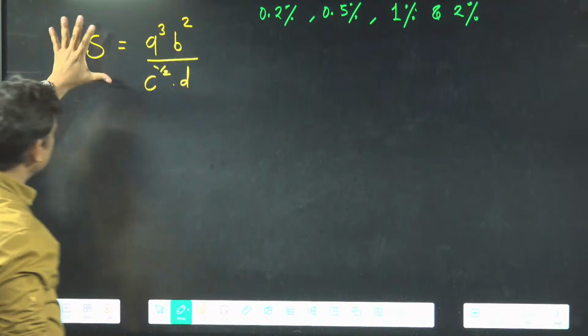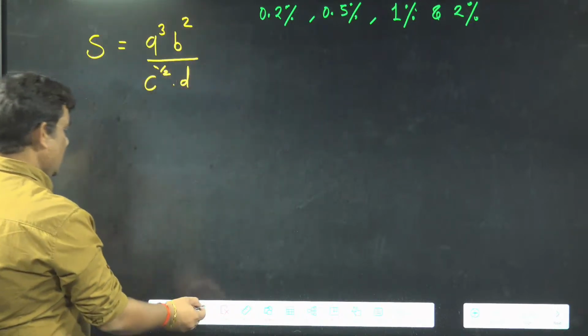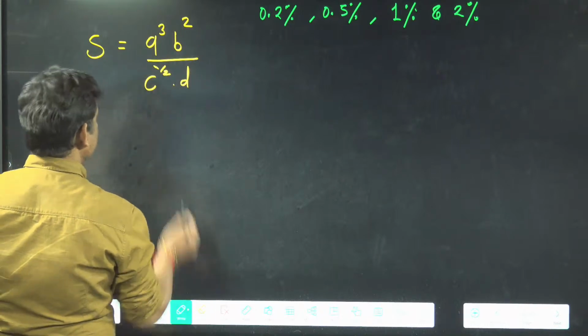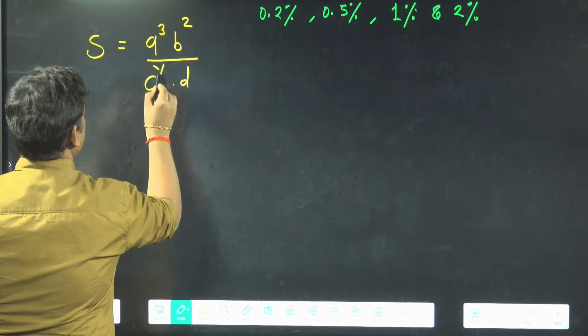Listen, this quantity, as I have given hypothetically, is A cube B square divided by C power 1 by 2, this is the 1 by 2 written, into D.